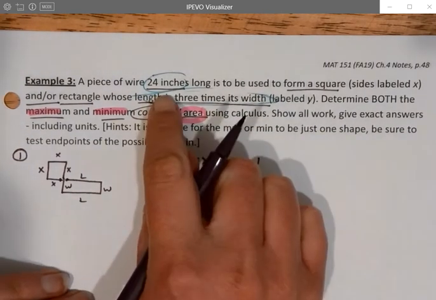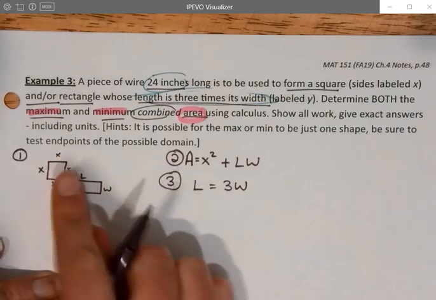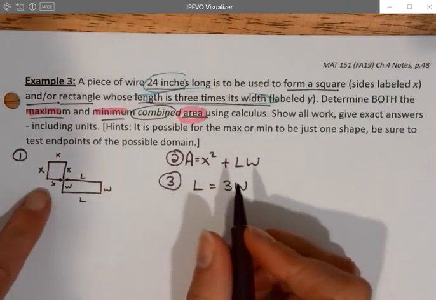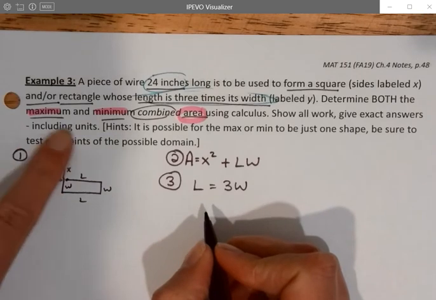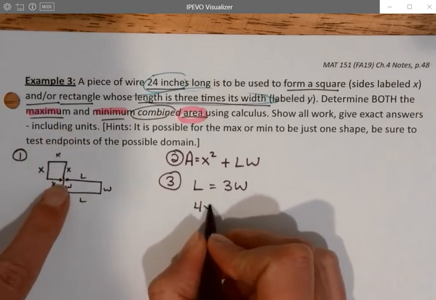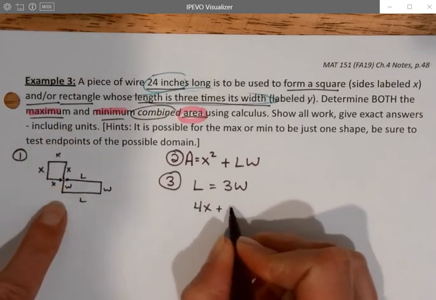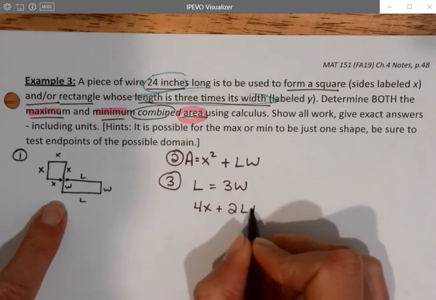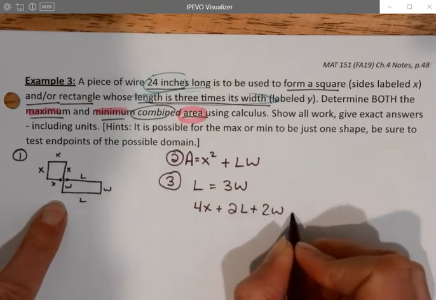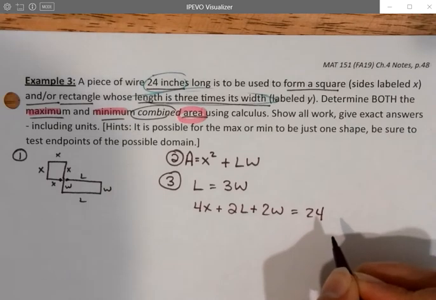So that 24 inches has to go all the way around both of them. So that's going to be like perimeter. So all the way around the square is going to be 4x, plus all the way around the rectangle is going to be 2 length plus 2 width. And that needs to add up to 24.